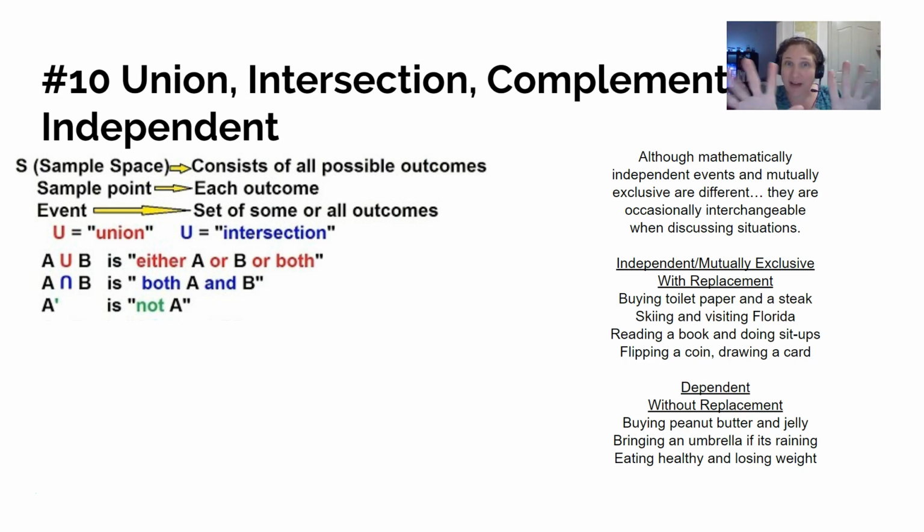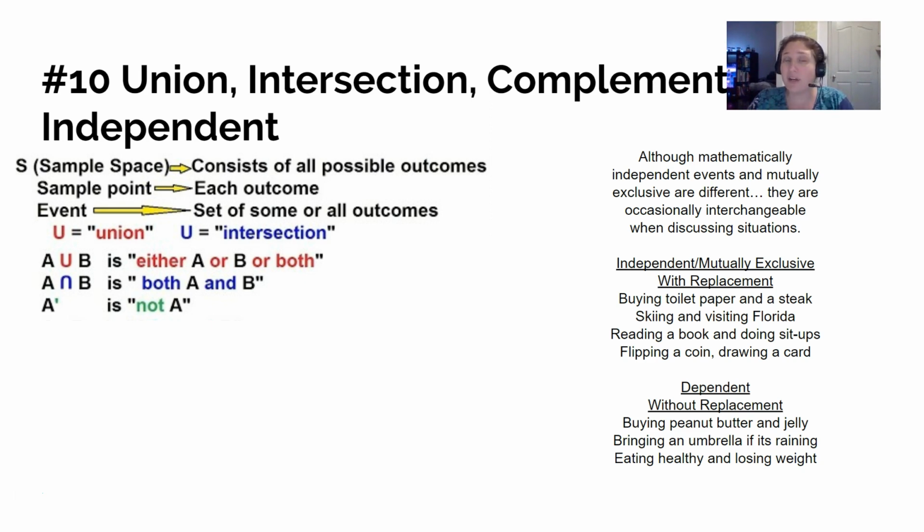So if I have 10 fingers and I have 5 on my right hand and 5 on my left hand, the complement to my right hand would be the left hand. It's all the things that are not in the set that they talk about. So not A. Now, independence, there's a formula for independence. The formula for independence is you multiply the probability of A times the probability of B. If that equals the intersection, then it's independent.